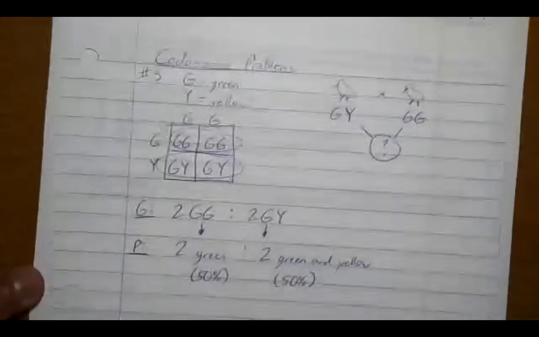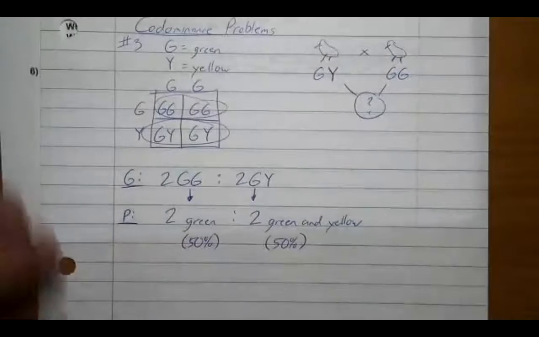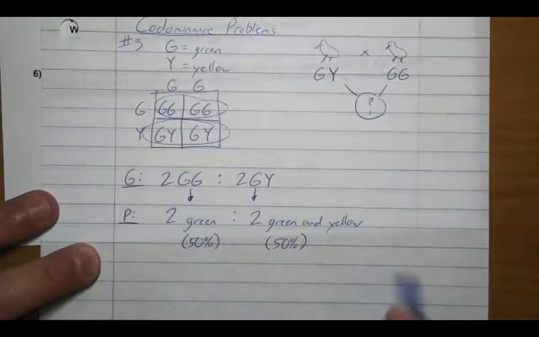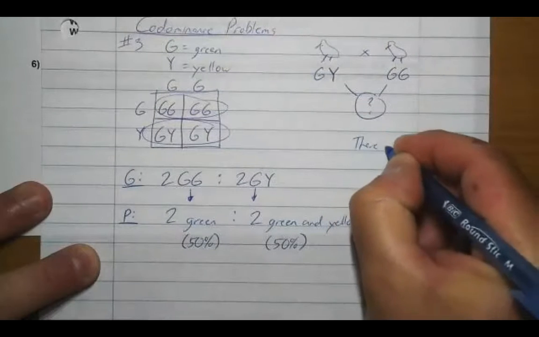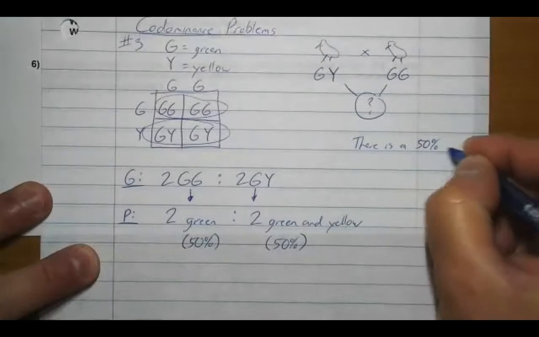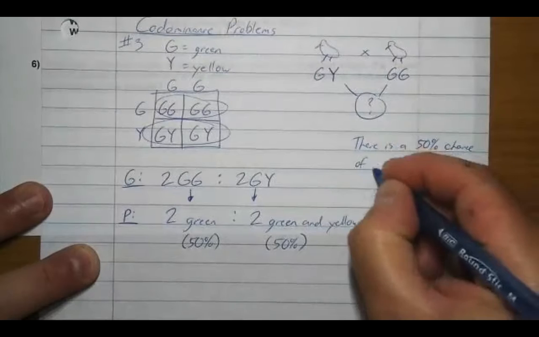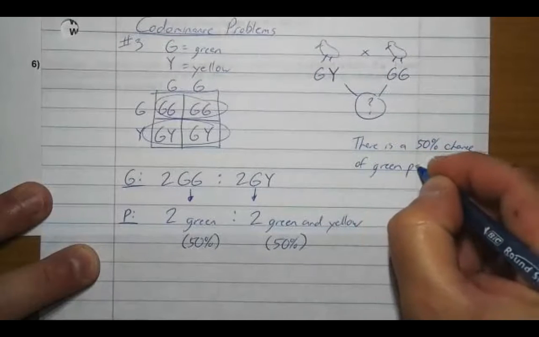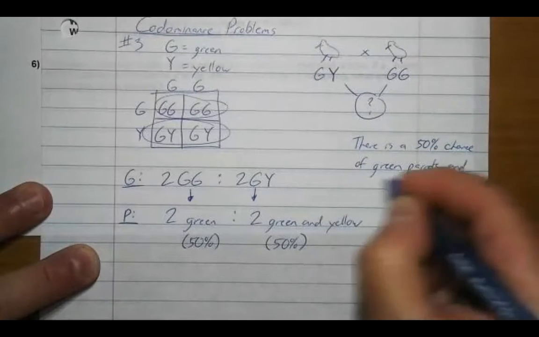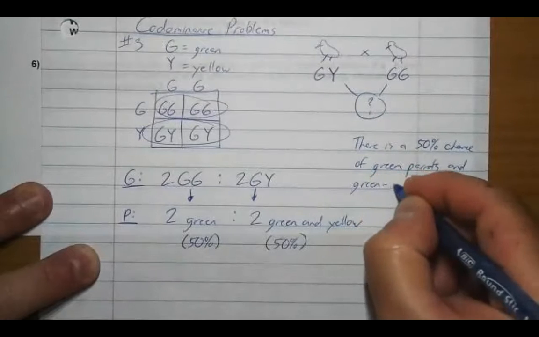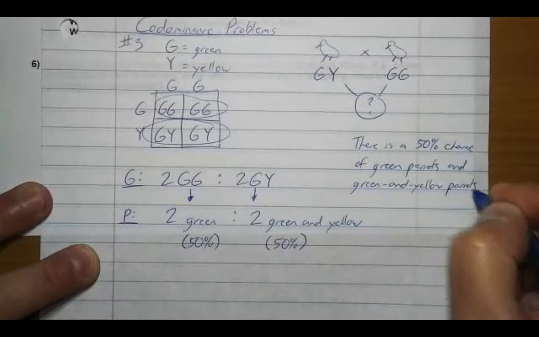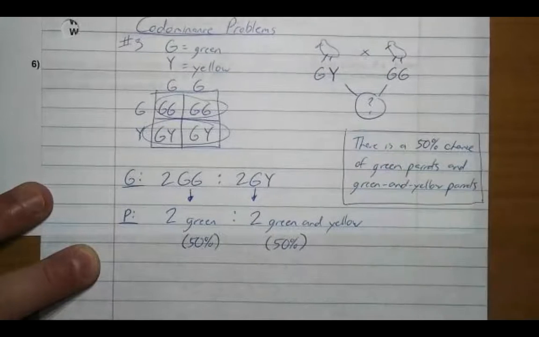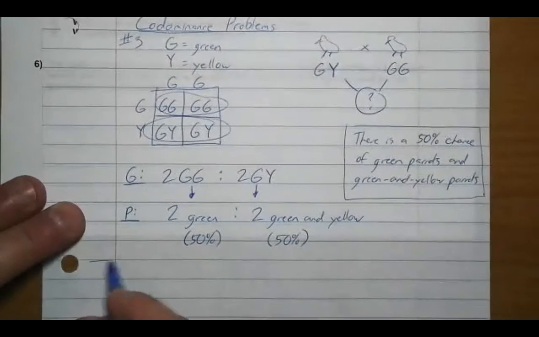Piece of cake. Oh, you can't see that. There you go. Now it's a piece of cake because you can see the answer. Okay, so that would be my answer right there. If I want to make a super, super awesome answer, I would say there is a 50% chance of green parrots and green and yellow parrots, if I really want to spell it out in complete sentences. All right, that's number 3. So let's go on to number 4.